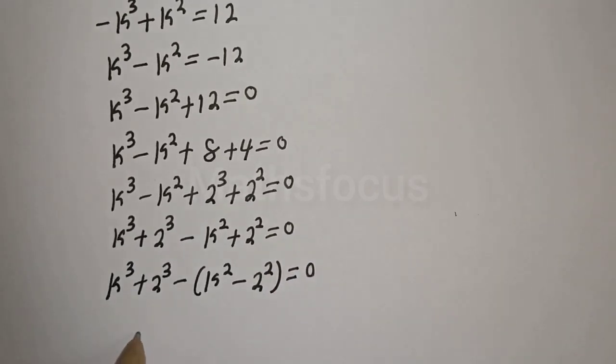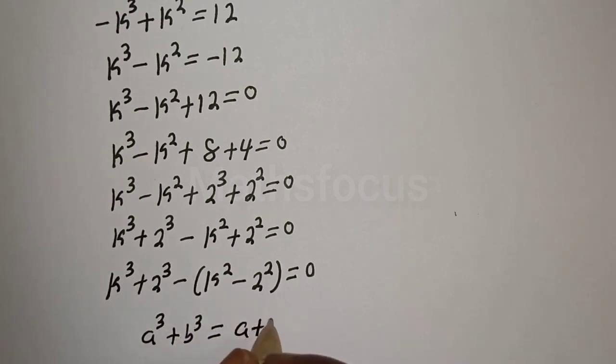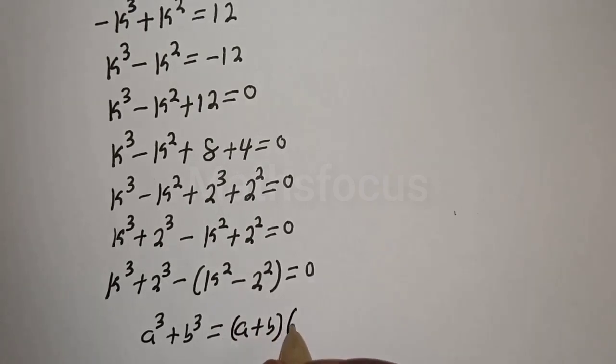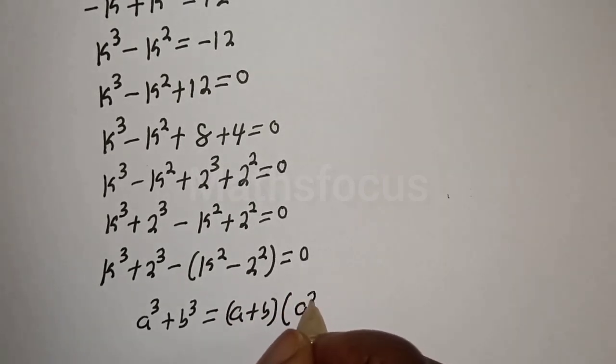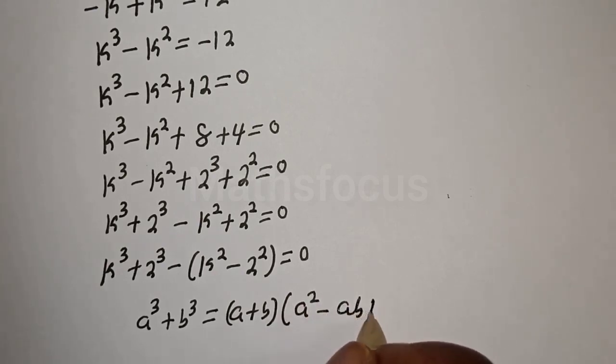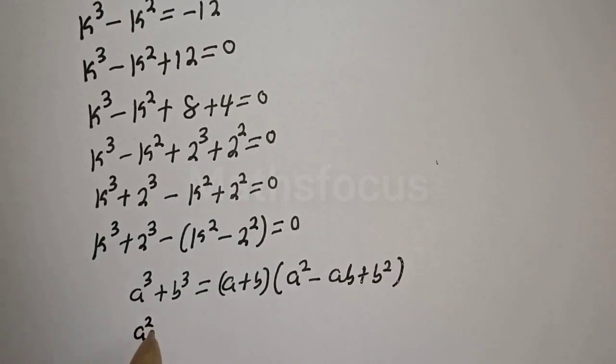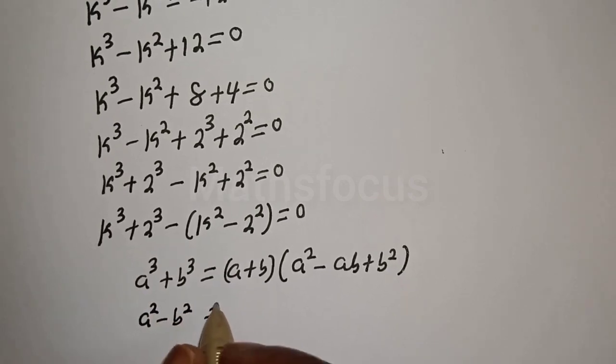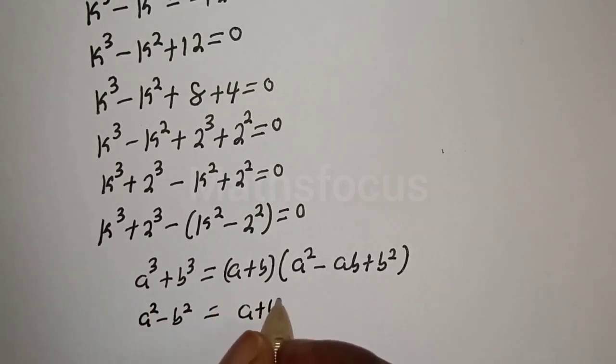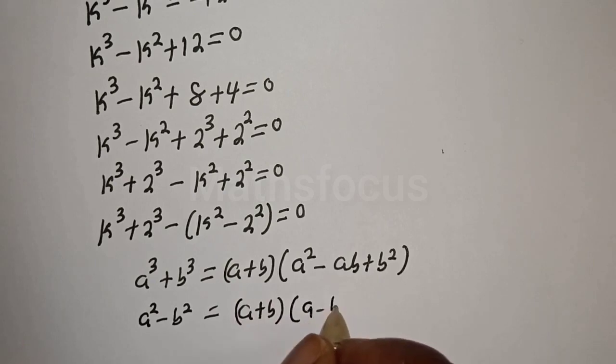If you have a raised to power 3 plus b raised to power 3, this is equal to a plus b multiplied by a square minus ab plus b square. Also, if you have a square minus b square, this is equal to a plus b multiplied by a minus b. Then for this, let's substitute.